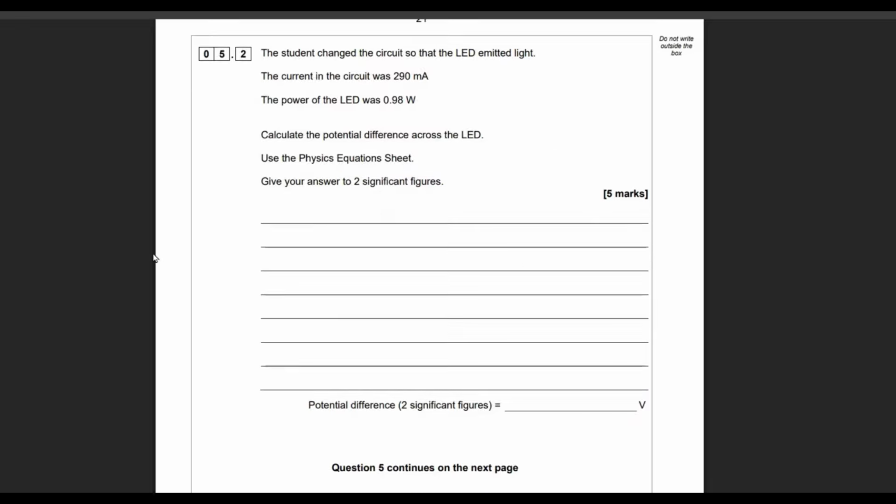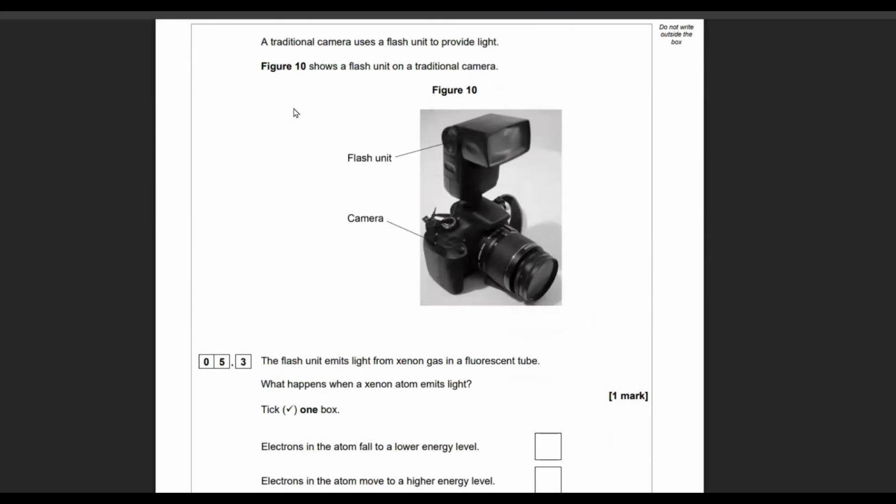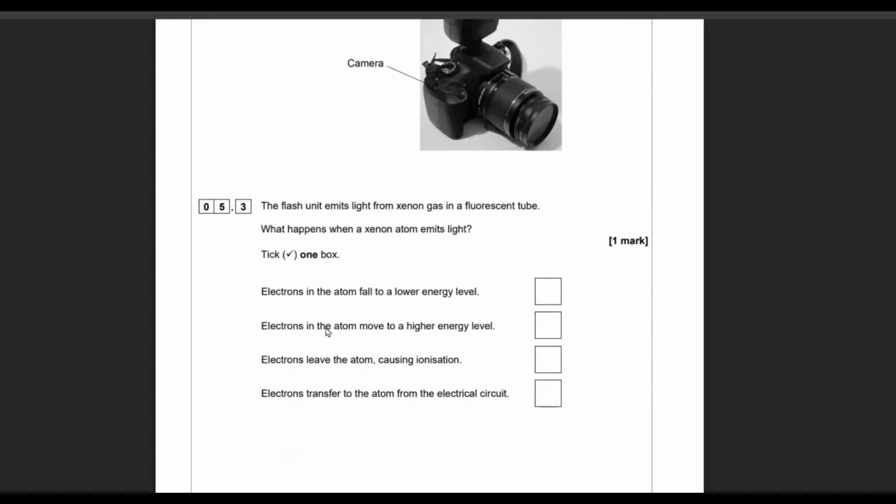Okay, let's zing. A traditional camera uses a flash unit to provide light. Figure 10 shows a flash unit on a traditional camera. The flash unit emits light from xenon gas in a fluorescent tube. What happens when a xenon atom emits light? Electrons in the atom fall to a lower energy level. Electrons in the atom move to a higher energy level. Electrons leave the atom, causing ionization. Electrons transfer to the atom from an electrical circuit.